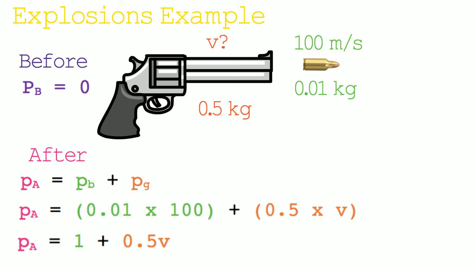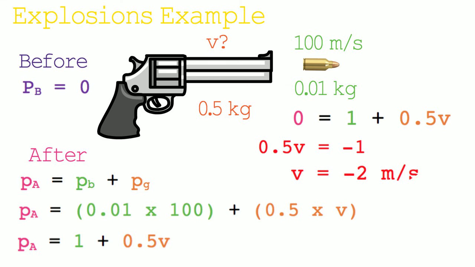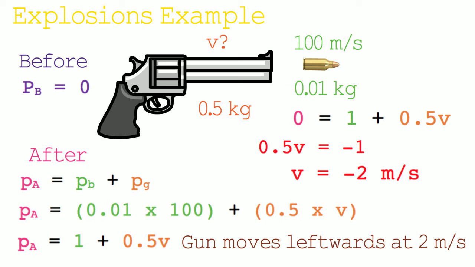Because of the conservation of momentum, we know that PA is going to be equal to 0. This tells us that the equation can be written as 0 equals 1 plus 0.5 V. If we take 1 from both sides, it gives us the equation 0.5 V is equal to minus 1. And then if we divide by 0.5, it tells us that V is going to be equal to minus 2 meters per second. This tells us that the gun moves towards the left at a speed of 2 meters per second. It moves towards the left because the value of V is negative.